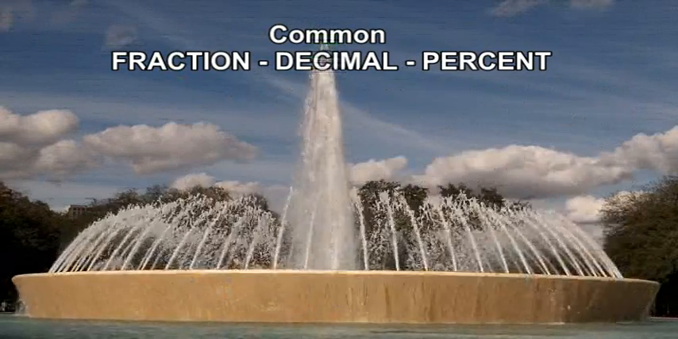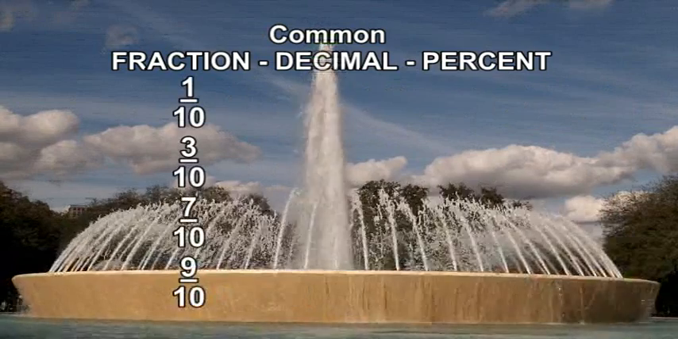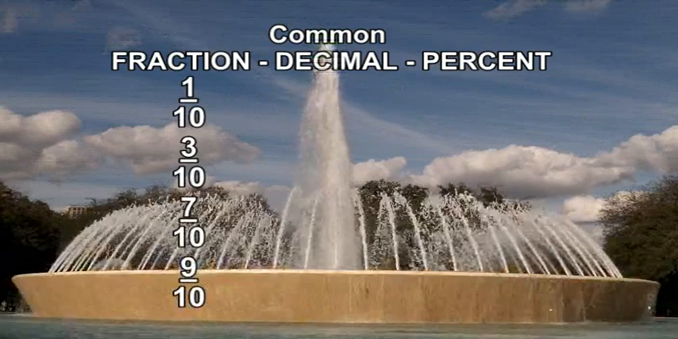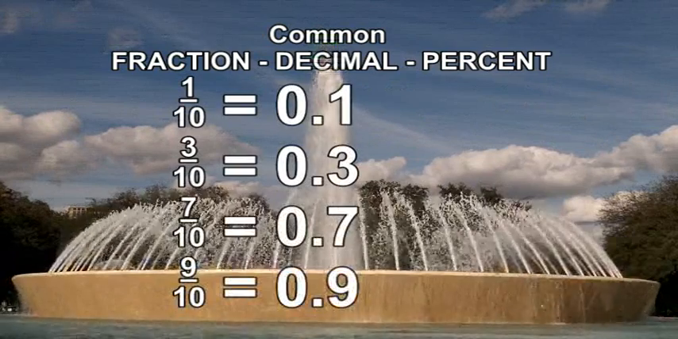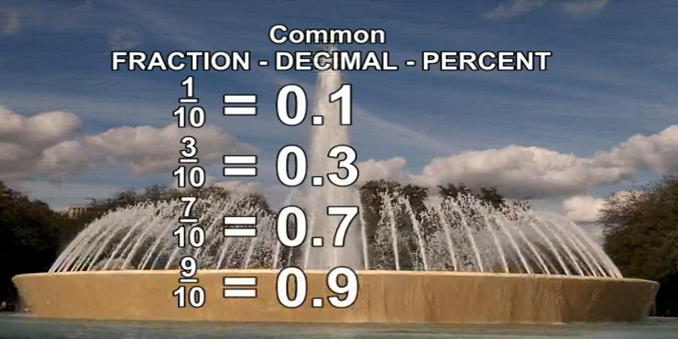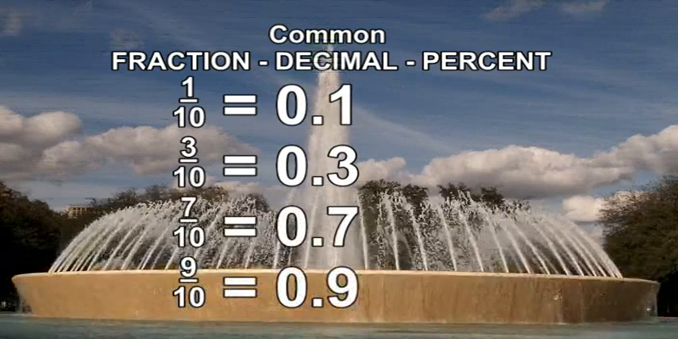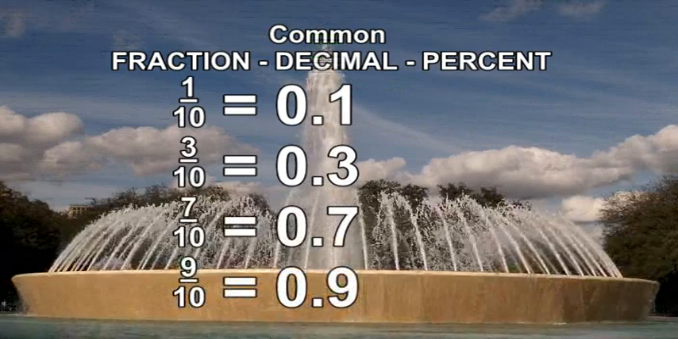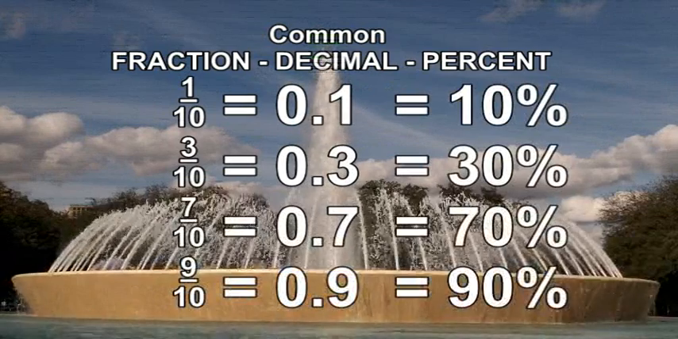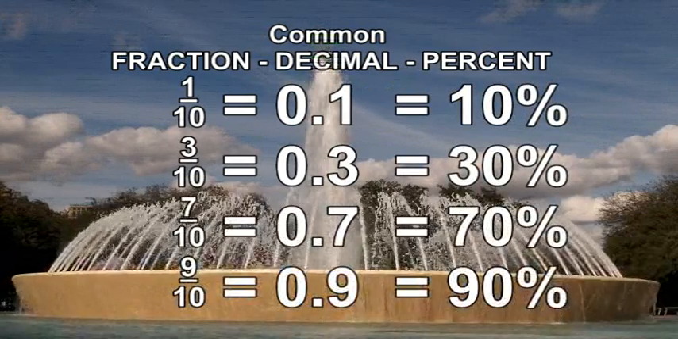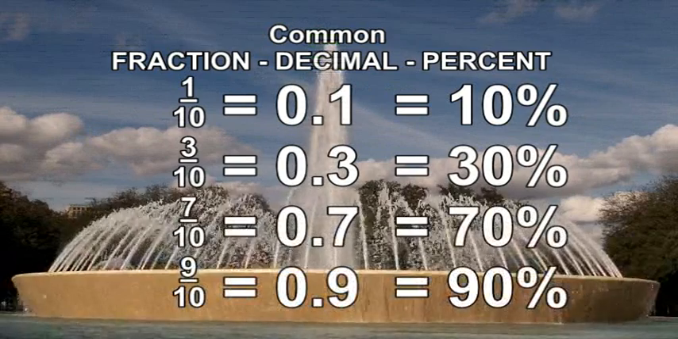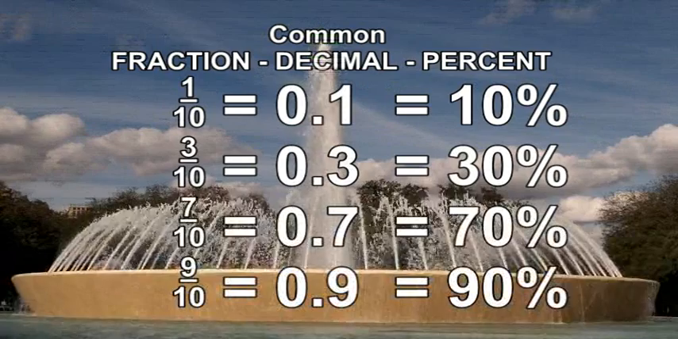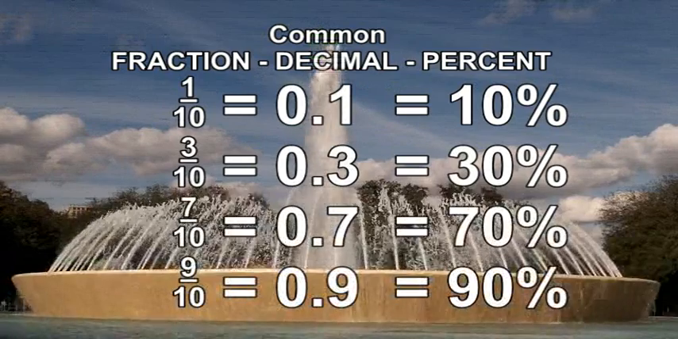And to finish our 6th grade fraction lineup, we bring you the tenths. 1/10, 3/10, 7/10, and 9/10. Your tenths as decimals are 1/10 is 1/10, 3/10 is 3/10, 7/10 is 7/10, and 9/10 is 9/10. And as percents, 1/10 would be 10%, 3/10 would be 30%, 7/10 would be 70%, and 9/10 would be 90%.